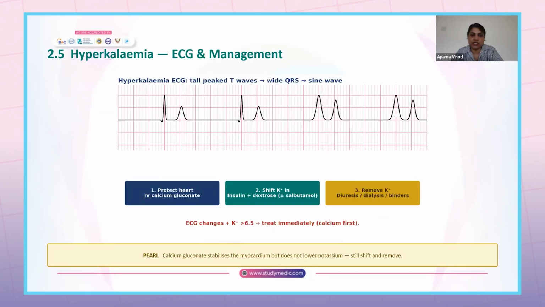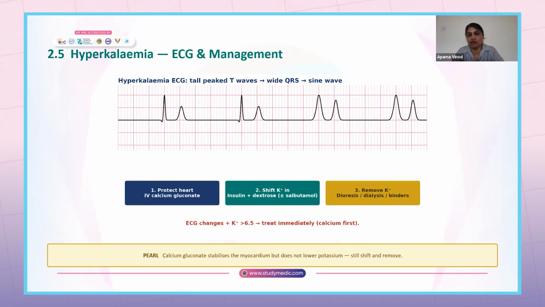So these are the ECG changes that you can expect in hyperkalemia. Initially there is a tall T wave, then widened QRS complexes, and finally a sinusoid wave. First thing is to protect the heart using IV calcium gluconate. Then shift potassium into the cells using insulin dextrose, and finally remove the potassium using potassium binders such as sodium polystyrene sulfonate or Lokelma, and you can use dialysis as well.